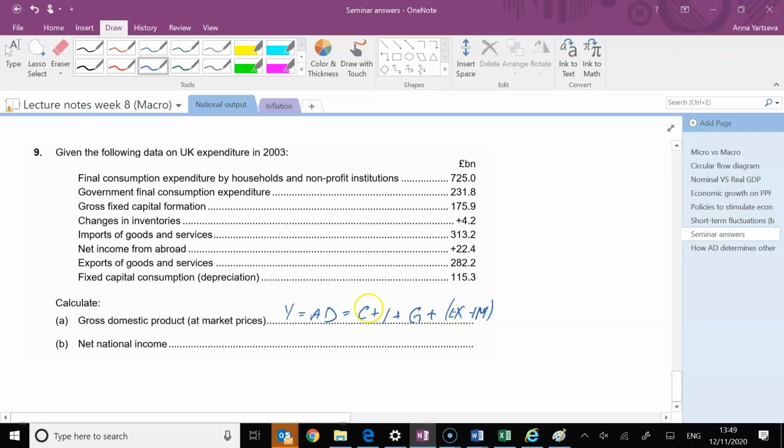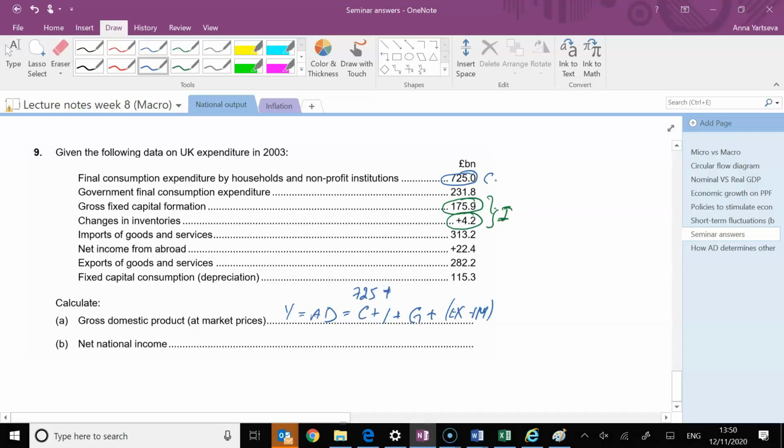So what is consumption expenditure? This one, 725. That's consumption. Investment. There are two variables here which represent investment: gross capital formation and changes in inventories. That's our investment. Why do we include two of them? Because gross fixed capital formation represents direct expenditure on capital equipment by companies. For example, they buy machinery or production line in order to produce some goods and services. While changes in inventories represents accumulation of raw materials and semi-finished products which they will use in the future.